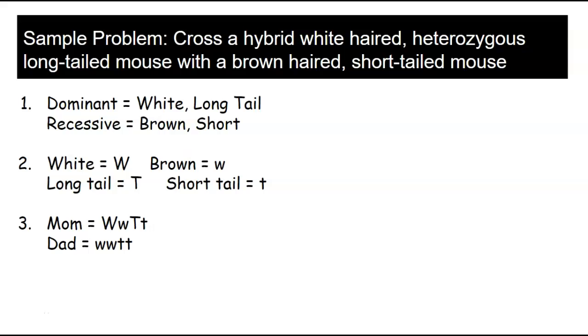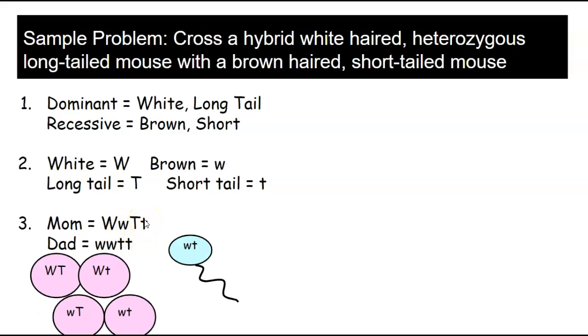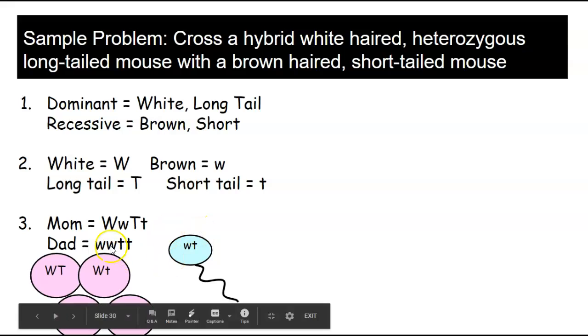Now we have to figure out our sperm and our egg combination. Okay? So for mom, there's going to be 4 different combinations. Big W big T, little w big T, big W little t, and little w little t. Notice for dad, we only have 1 combination. He's only got little w's and little t's. So we're only going to have 1 sperm combination.